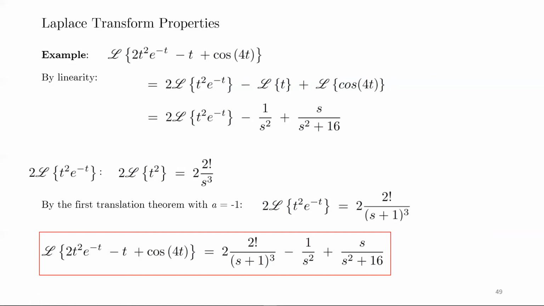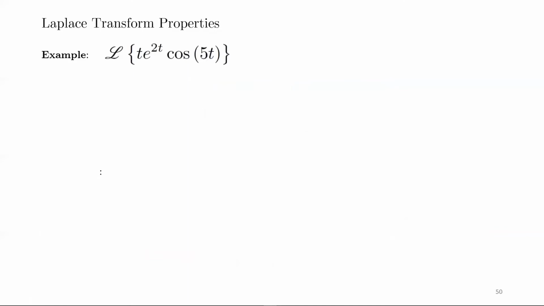Let's look at another example. We're looking at the Laplace transform of t times the exponential of 2t times cosine of 5t. There's a lot of things going on here. We're multiplying a function, cosine, times an exponential times a polynomial, so we've got to take this step by step. Recall that the Laplace transform of cosine of 5t is equal to s over s squared plus 5 squared, so 25.